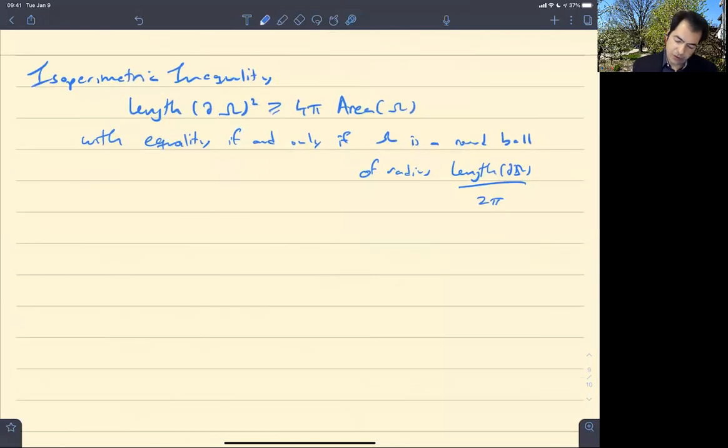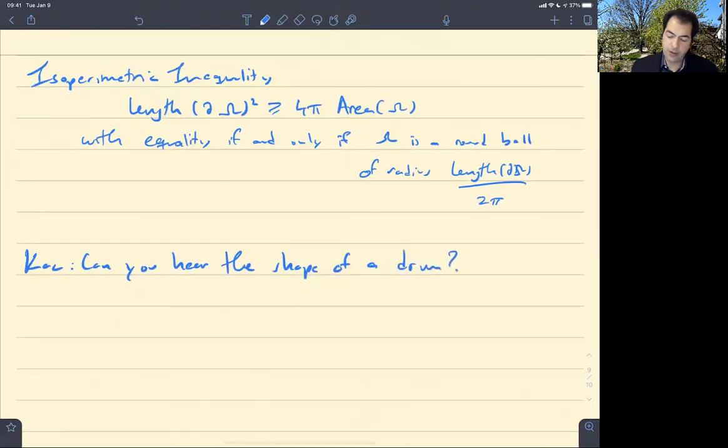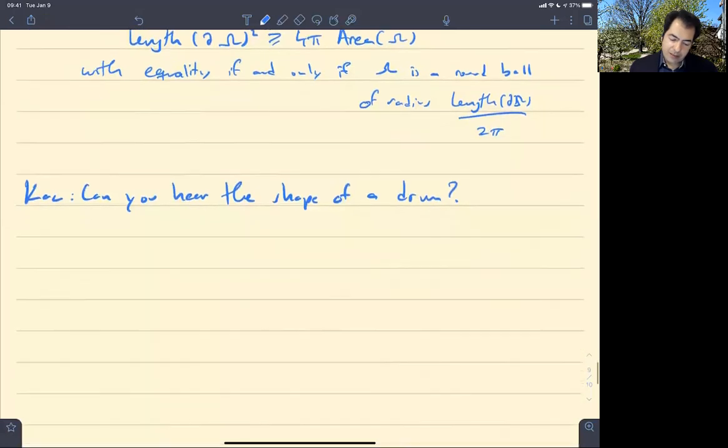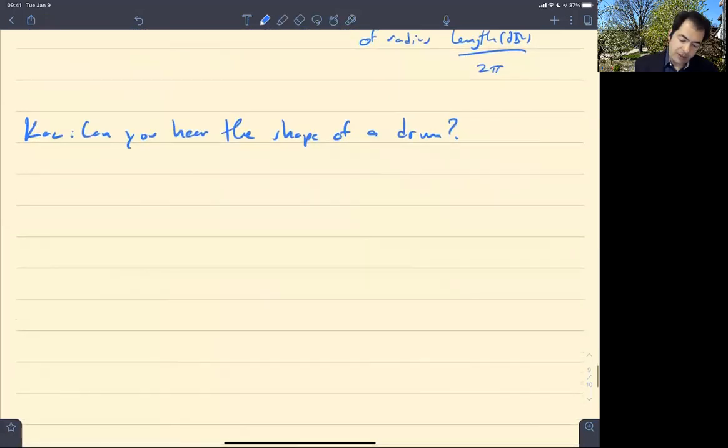So this led Mark Kac, 1966, to ask a very famous question: can you hear the shape of a drum? Right? So can you determine what shape you have just from knowing the eigenvalues of the Laplacian? Right? So in full generality, unfortunately, we know the answer, and the answer is no.